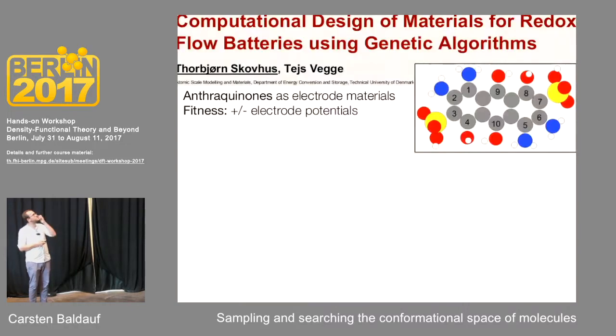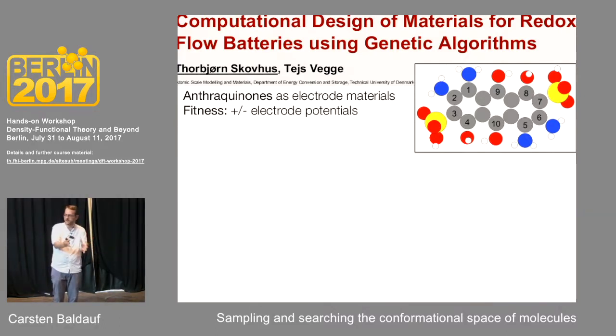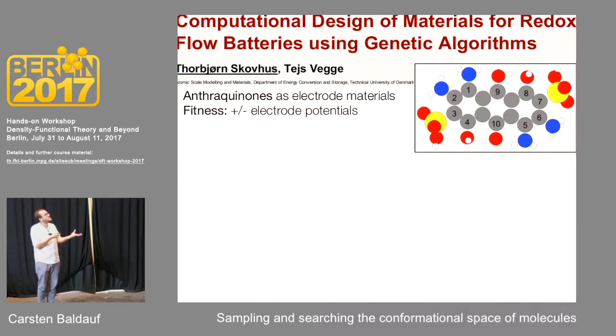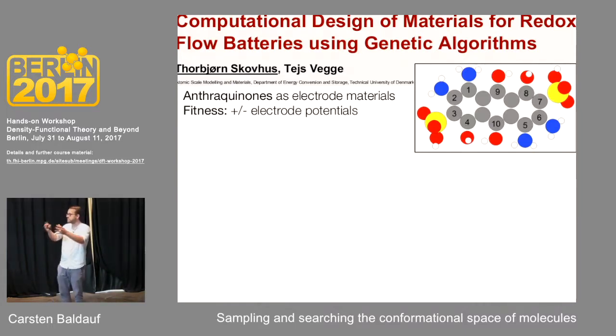Another very nice poster that I found was from Torbjörn, and he also uses a genetic algorithm, but in a completely different way than I just described. He's not looking into conformational space, optimizing the total energy or potential energy of a system, but using a GA in order to essentially develop a material. So he uses anthraquinones. This is the anthraquinone framework, so to say, as a potential scaffold to design electrode materials. And his fitness function are the positive and negative electrode potentials. So really not conformational energy, but another property.